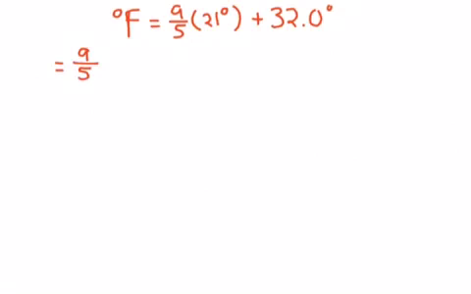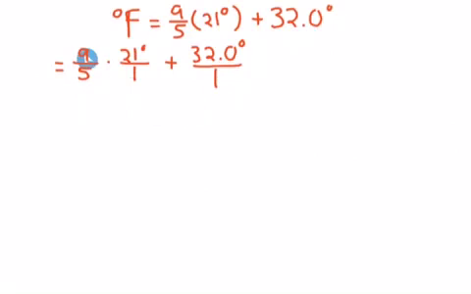So 9 over 5 times 21 degrees over 1. Okay, so putting that 21 over 1 doesn't change anything. So this is perfectly okay to write in this form, plus 32 degrees over 1. Okay, so putting the 32 over 1 does not change anything, so that's perfectly fine.